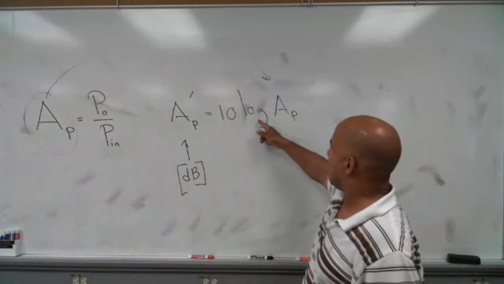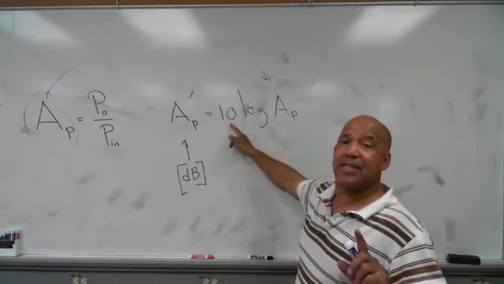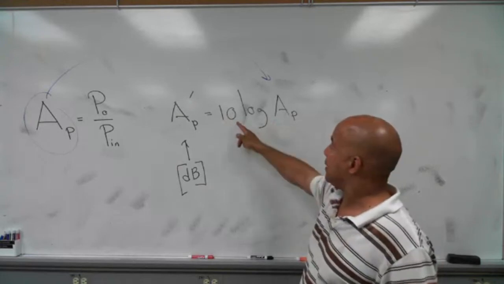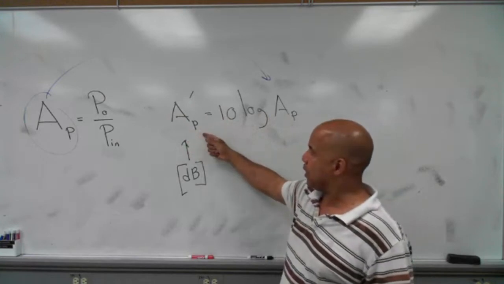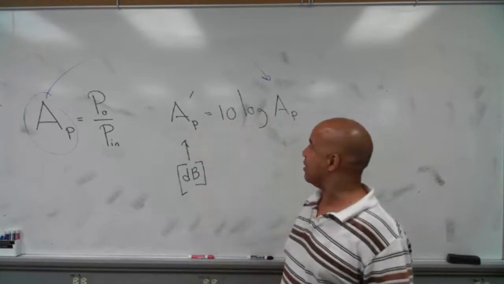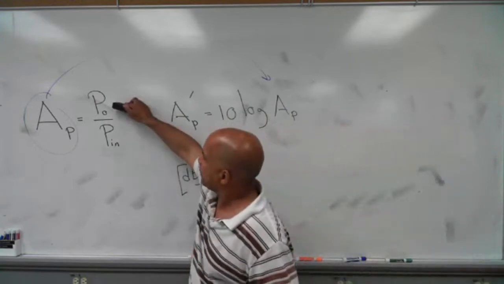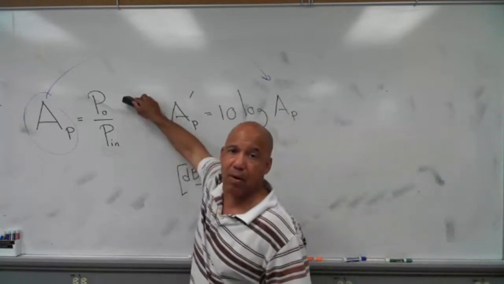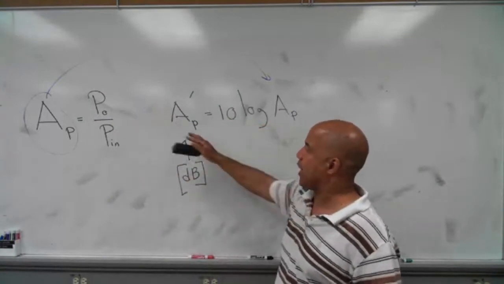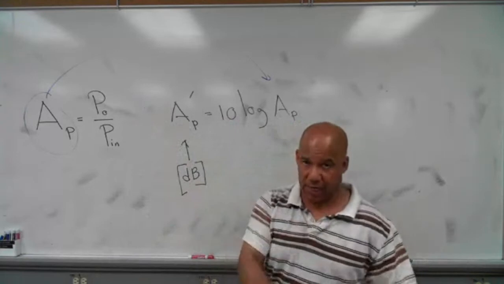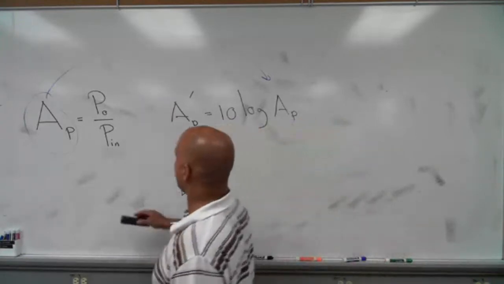So 10 times the log of the power gain, it's only 10 log when I'm using power gain. 10 times the log of the power gain will give me the decibel power gain. So if you want to write a little dB over there to make it make sense, then I would suggest you do that. So this comparison of two power levels, the output power and the input power, and then doing 10 log of it, will take that ratio and change it into a decibel unit. We call that the decibel power gain. Let me put that over here.